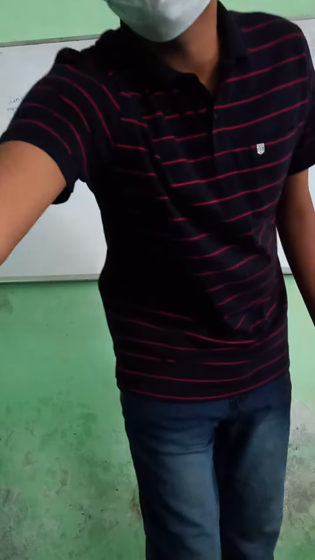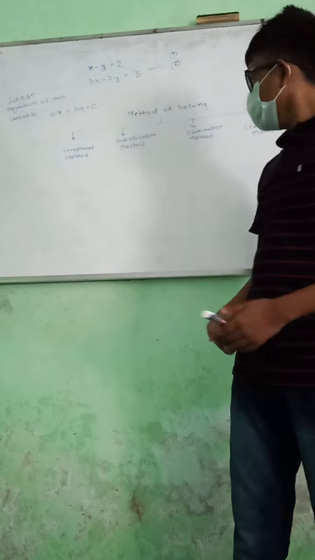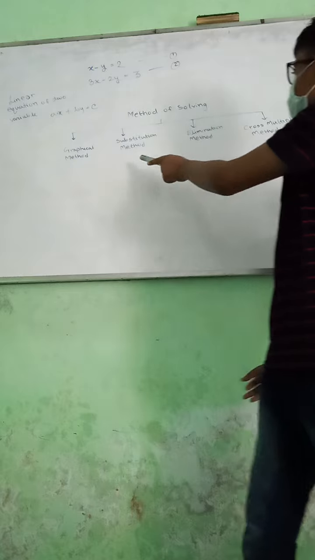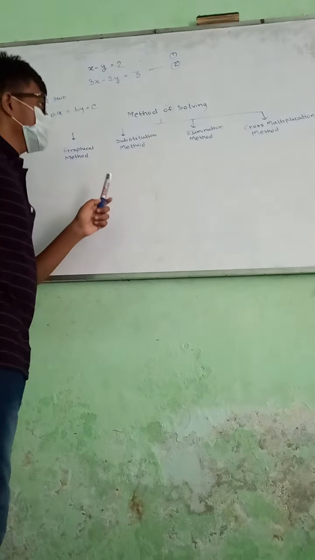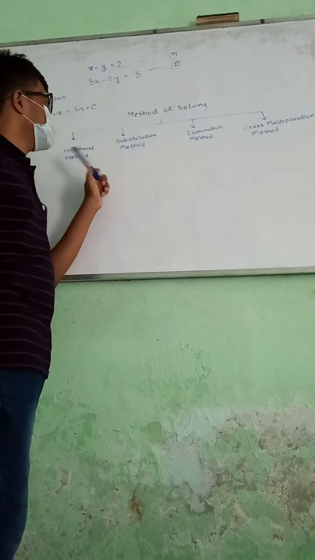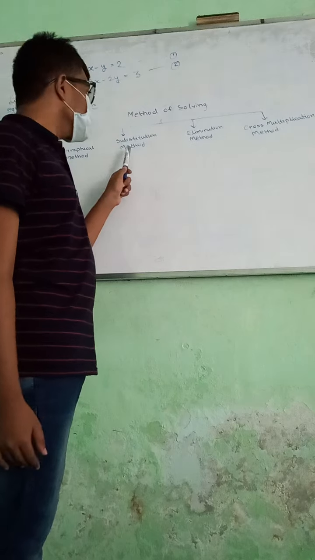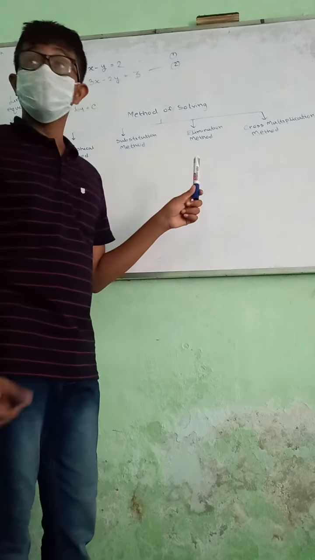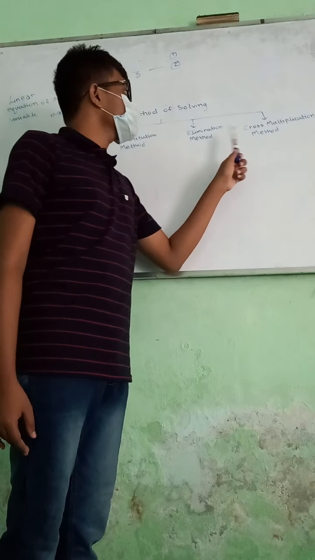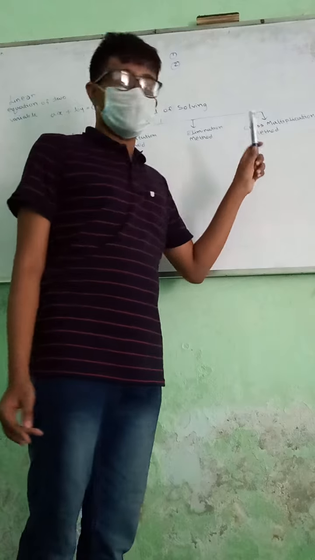So there are four different methods of doing this. One is the graphical method, and the rest of the three are algebraic methods. There is the substitution method, which I think you all have learned. There is the elimination method, and another, which is the trickiest one, is the cross multiplication method. Today we will focus on cross multiplication.